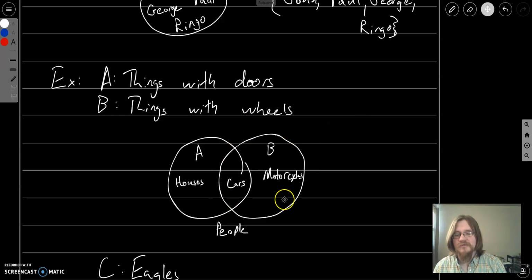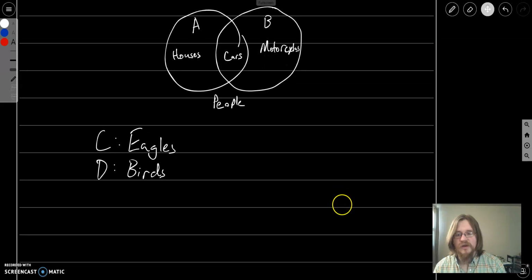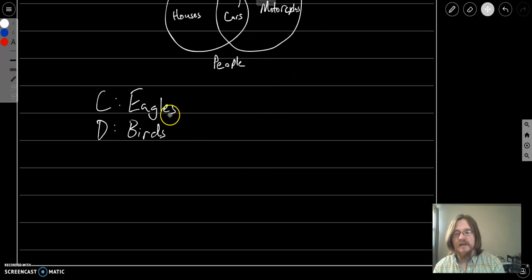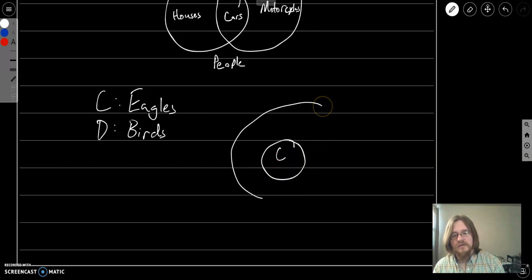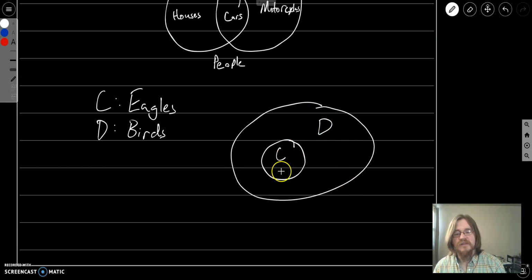And there are different sorts of ways that these sets can be oriented. So for instance, if here I have the set that contains all eagles, and D is the set that contains all birds, well, all eagles are birds, but there are birds that aren't eagles. So how would this look? Again, if I have the set of all eagles, every single eagle is also a bird. But there happen to be birds that aren't eagles.